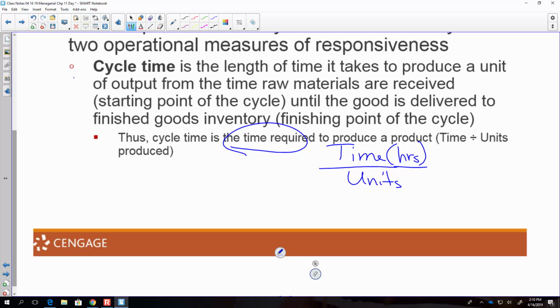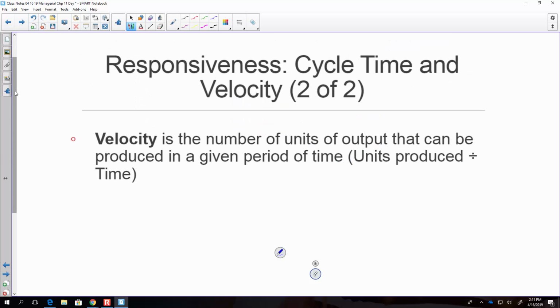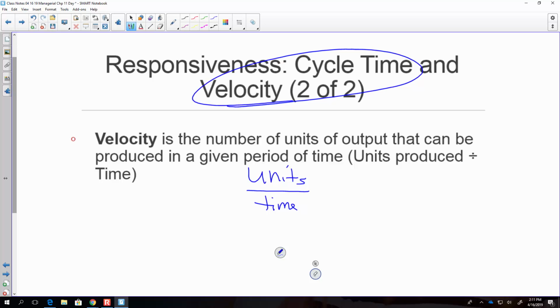And again, this can be in minutes also. Minutes can be the time factor. But most often it's in hours. Velocity is units over time. So be careful on the test. Do not get the two mixed up. It's very easy, right? They almost look similar. Don't make that mistake. Units over time. How many units can I make in an hour basically is velocity. Remember, these two, cycle time and velocity, are an operational measurement.